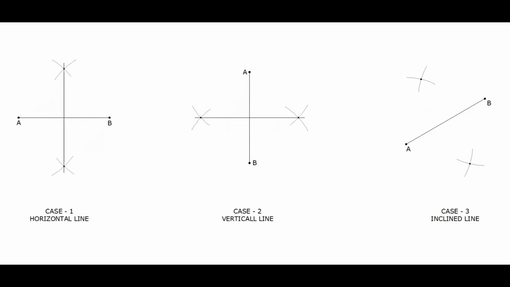This line is called the perpendicular bisector of the line AB. Perpendicular means these lines mutually make 90 degrees. Bisecting means dividing equally.